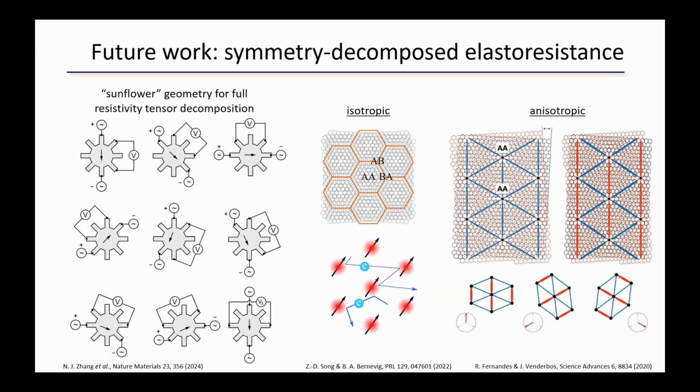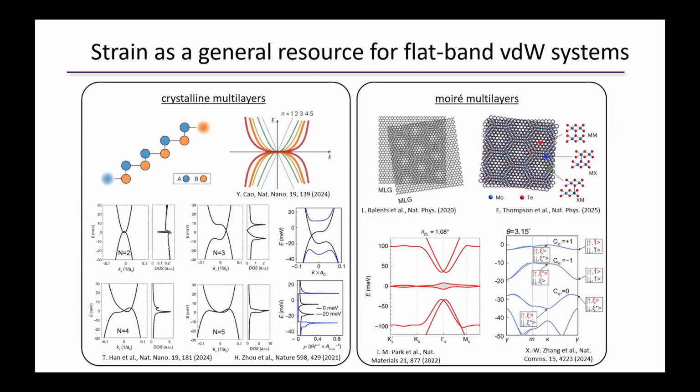And that in principle could help us to separate possible contributions to this large elastoresistance coming from isotropic entropy-based channels and from anisotropic pneumatic-based channels. More generally, I think strain is now, using this technique, a resource that we can apply to many different strongly correlated, flat band or crystalline or Moiré flat band materials to try to study how it couples to unconventional superconductors, strongly correlated states and topological states across a variety of settings.